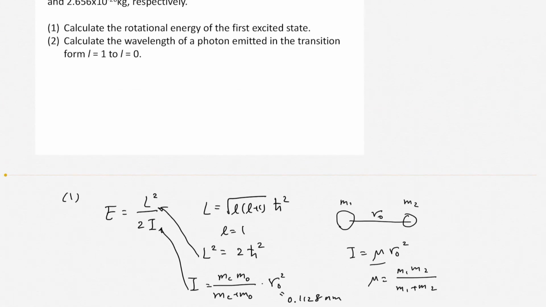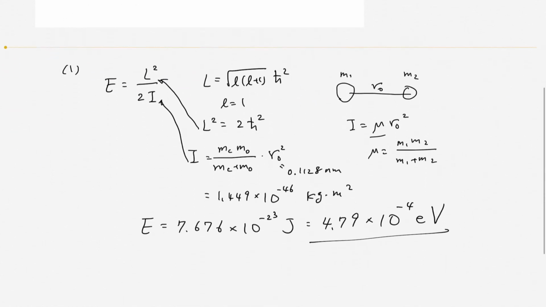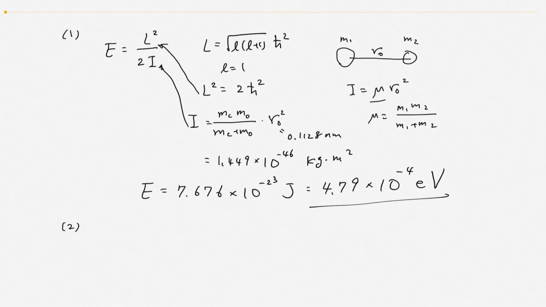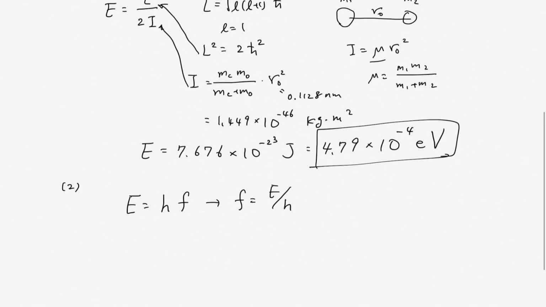The second question is to calculate the wavelength of the photons emitted in the transition from l equal to 1 to l equal to 0. So the energy is given by this. This is the energy we can use. The energy is equal to h f, so from this equation you can find f equals E over h. But the question asks for lambda, the wavelength of the emitted photons. Lambda is c over f. Then you can substitute this f, and it becomes h c over E.